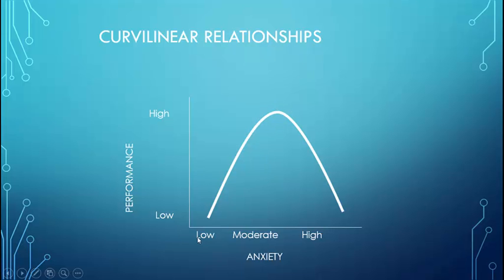And so this is showing that as you increase on one variable, like increases in anxiety here, those are associated with increases in the other variable. We get increases in test performance, and then when we get to a certain point, we also now get decreases in test performance. So this would be a curvilinear relationship.